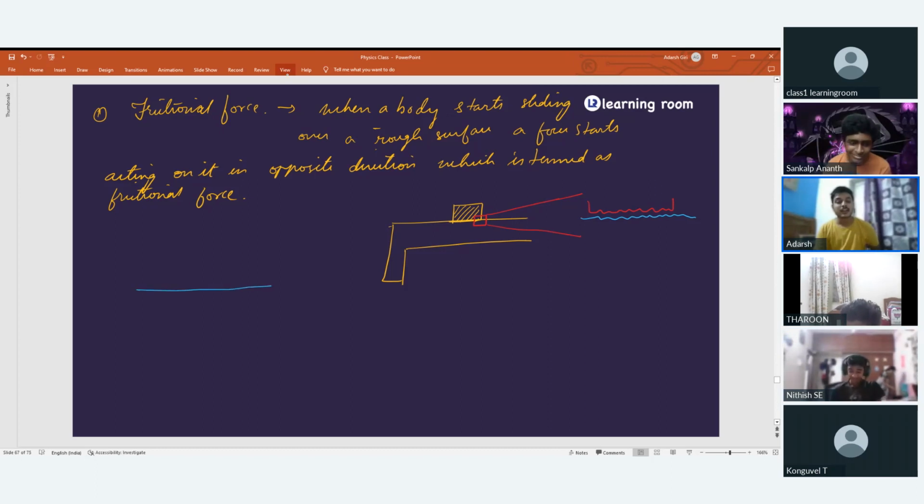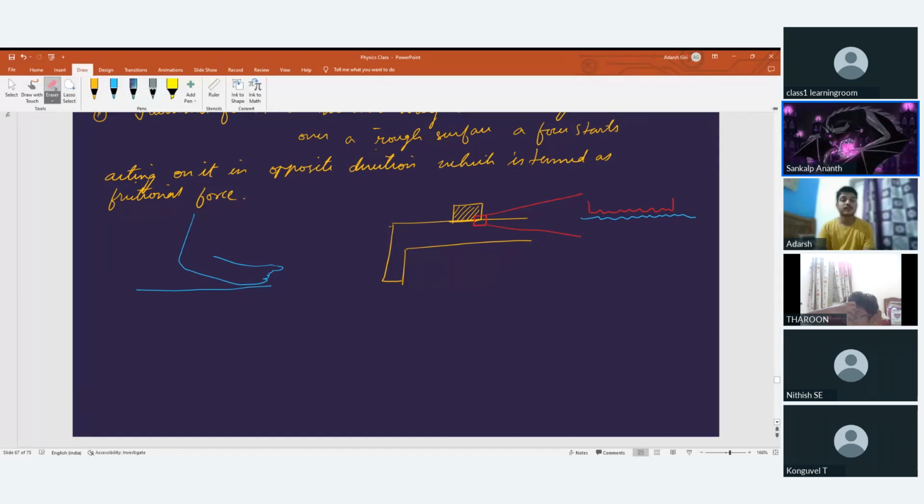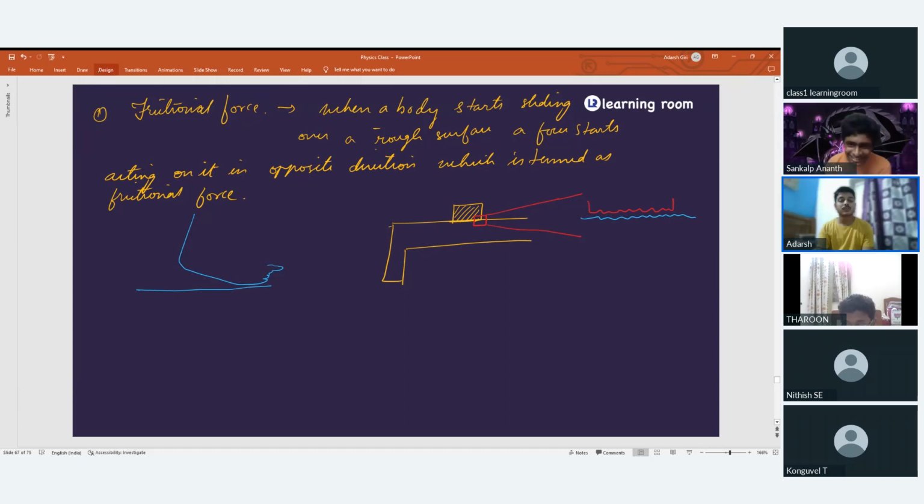What happens there? See here. You must have observed this. Let us say this is our leg. So what happens there? The friction is holding our legs to the ground. We don't slide and fall. See, while walking, what we generally do is push the ground backwards like this.